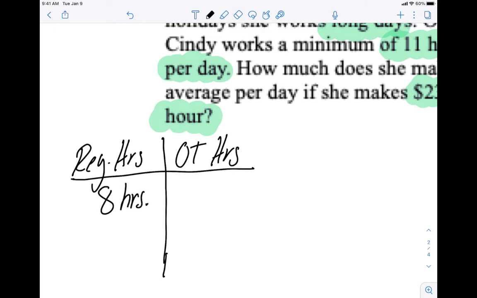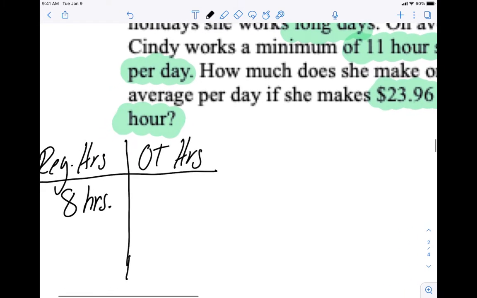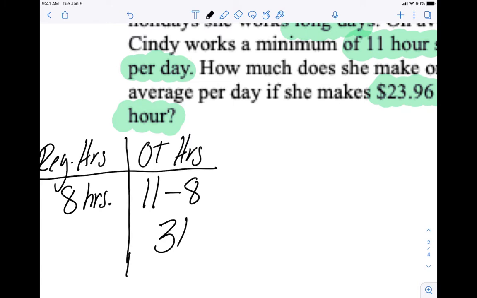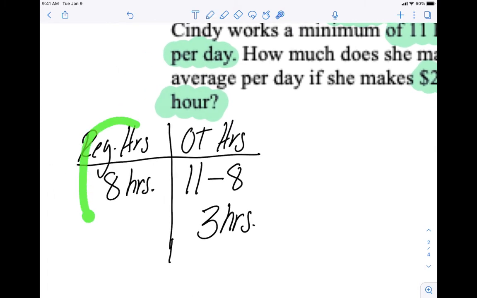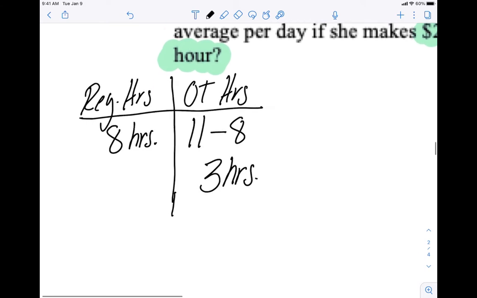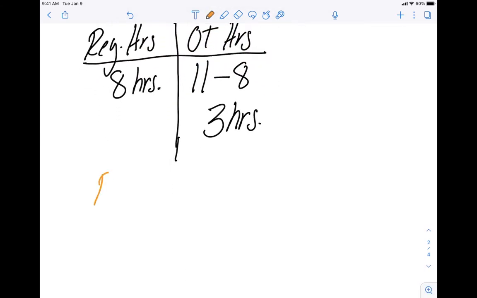Well, how many hours total did this person work? 11 minus a regular amount of hours, which is 8. So that gives us 3 hours. So this person worked 8 regular hours and 3 overtime hours. Right? So now let's figure out regular rate and overtime rate.